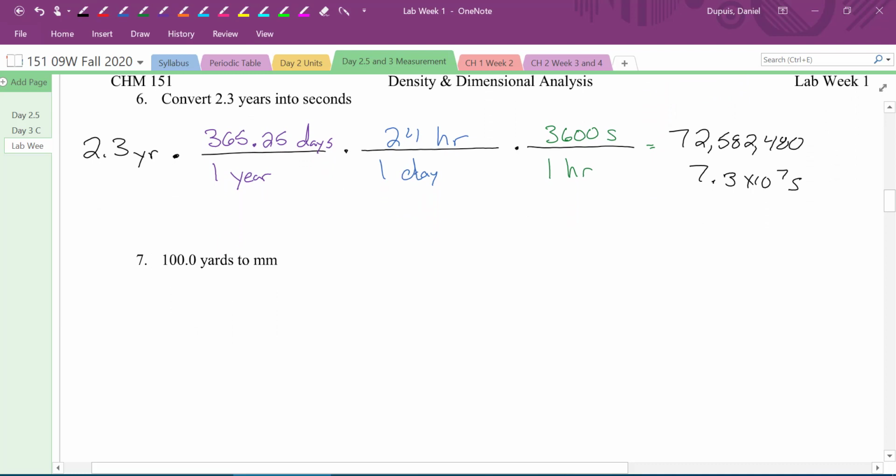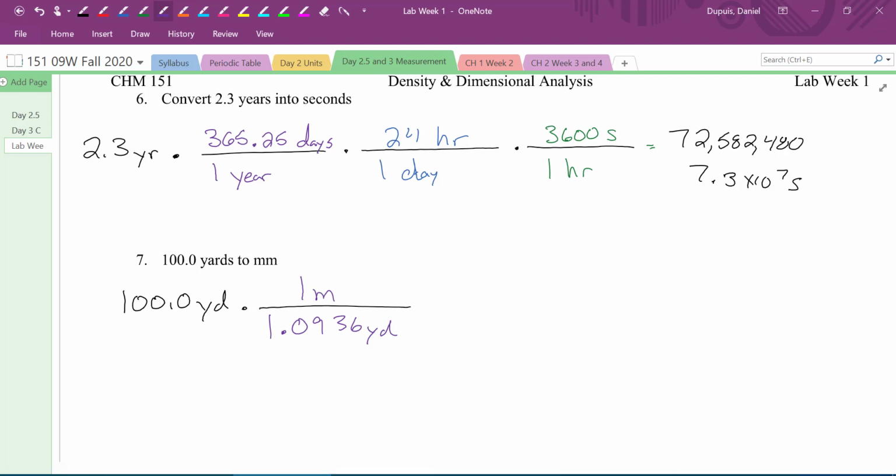Number 7. 100 yards to millimeters, 100.0 yards. So, 100.0 yards, more than one way to do this again. Okay, in your sheet from the beginning or ending page, I think it's the ending pages, in the inside cover, it gives you that 1.0936 yards is 1 meter. You could do that. Me personally, if I was just doing this, I'd go yards to feet. Actually, I'd probably just go right to yards to inches because I know there's 36 inches in a yard. And then go from inches to centimeters, centimeters to millimeters. That's how I would have done this. But you're more than welcome to use your toolbox, right? 1.0936 yards is a meter.